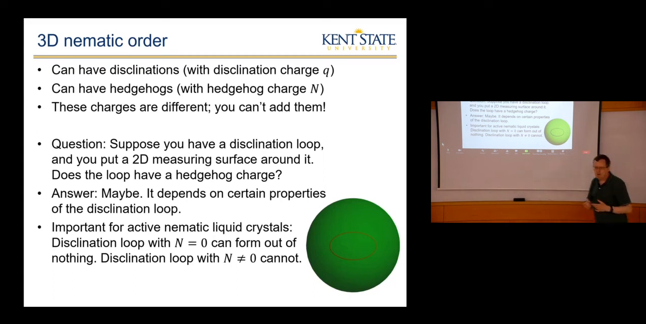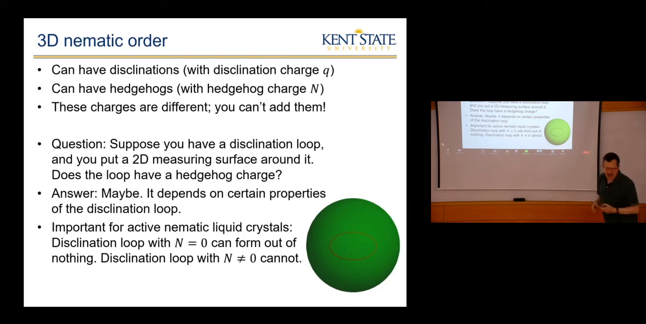And this is important for people working in active nematic liquid crystals, because in that field, you have disclination loops that are constantly forming out of nothing or condensing, annihilating themselves down to nothing. And those all have to be the kind of disclination loops with zero hedgehog charge, because if they had non-zero hedgehog charge, they couldn't form out of nothing. So that's an important classification in that field.